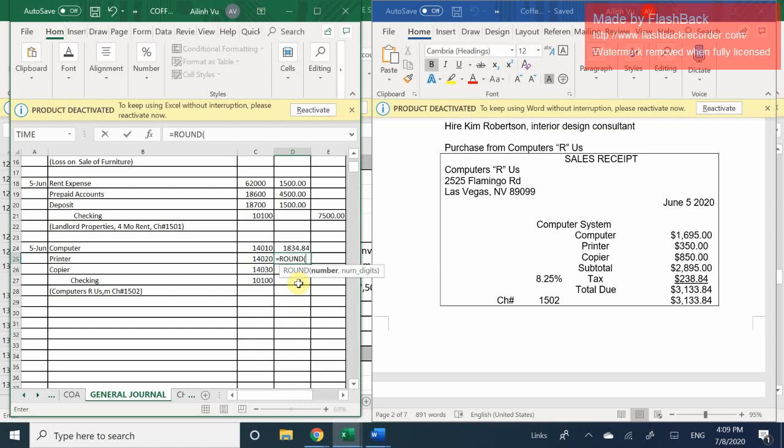Okay, I'm going to do another equal round. Yes, this is an Excel formula. Now, if you were to just type it in without using equal round, let's see what the printer costs. The printer costs $350. So if I were to just go 350 times 1.0825, I'm going to get this number here.